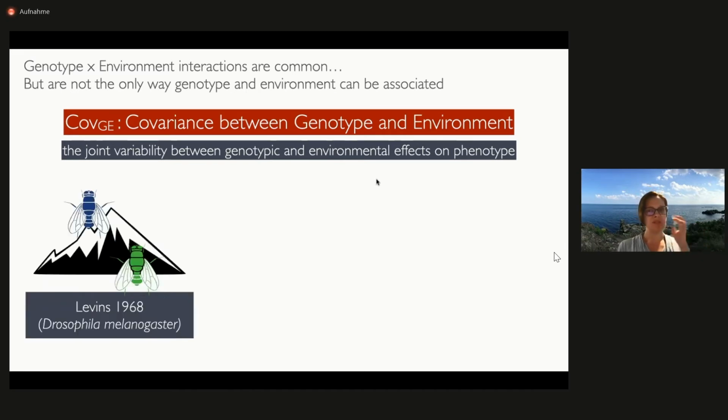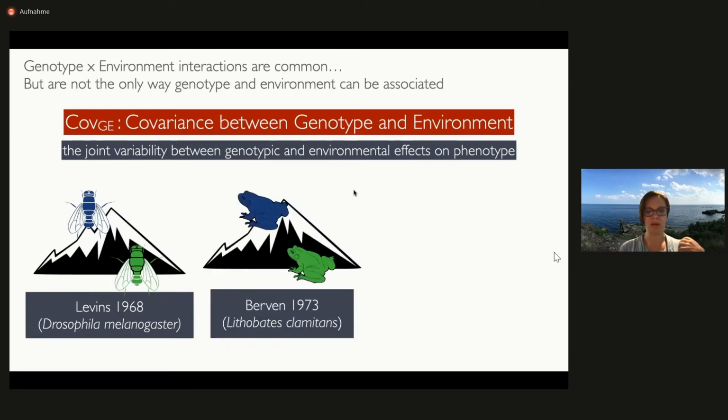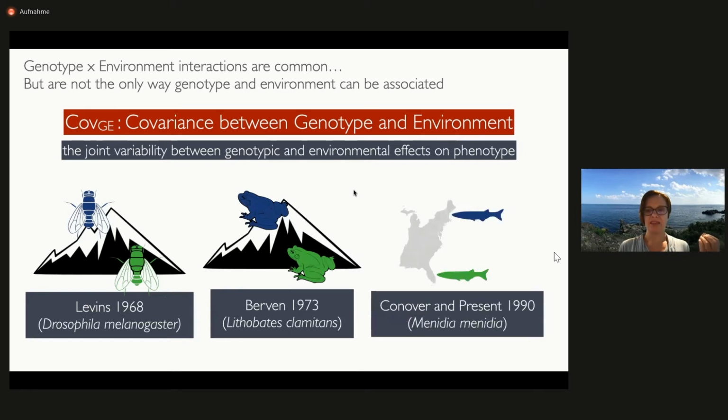So this COVE-GE was first recognized by Levins in 1968 in Drosophila melanogaster. It was recognized again by Berven in 1973 in frogs, and made popular by Conover and Present in 1990 when they saw these patterns in silversides, which are these fish that adapt to freshwater, like estuary environments on the East Coast of the US.